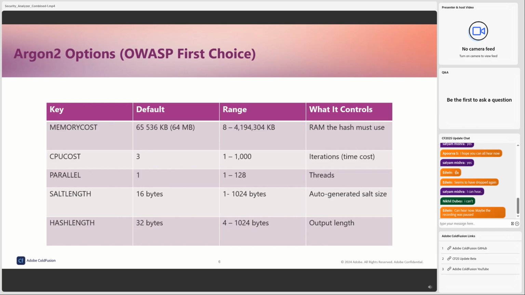Then comes the CPU cost. It's the number of iterations. The default value is 3. Then parallel, that's the number of threads used. Default is 1. Then there's salt length, the size of the auto-generated salt. The default is 16 bytes. And then the hash length, the length of the hash to be generated. Default is 32 bytes. So the beauty is you can accept all the defaults and you're ready. You're already secure. And these are the ranges that all these options take.